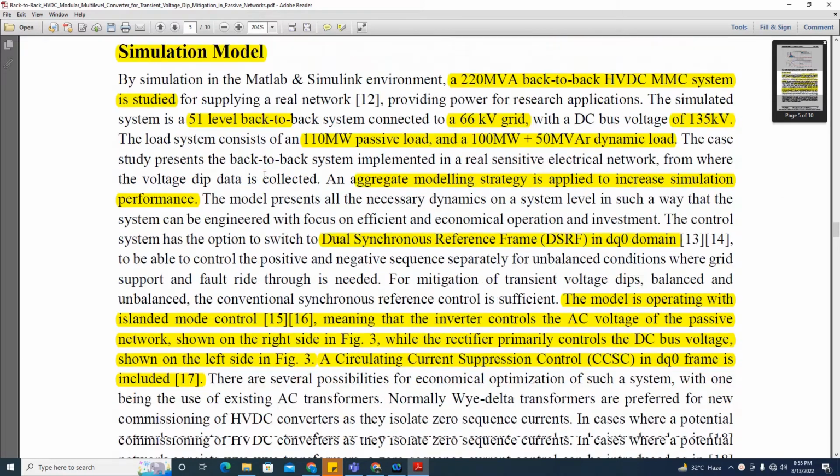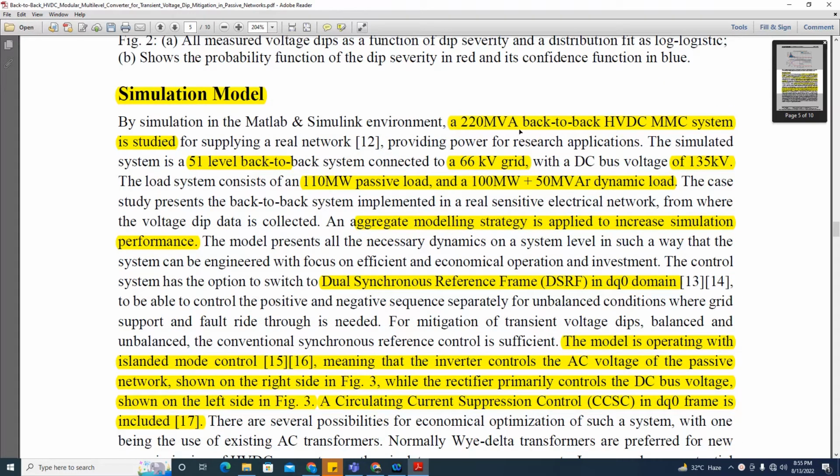The model taken in this case study is a 220 MVA back-to-back HVDC system, and the inverter which is implemented is basically a 51 level inverter. Grid is 66 kilovolt. DC reference voltage, or DC link voltage, is 135 kilovolt. The load system consists of a 110 megawatt passive load and 100 megawatt plus 50 MVA dynamic load.